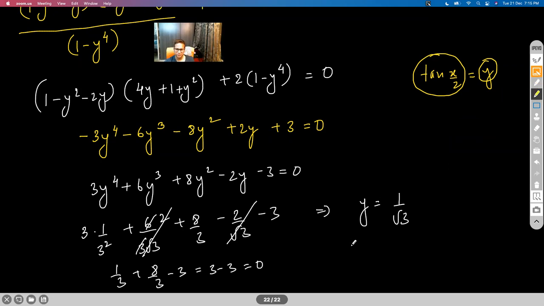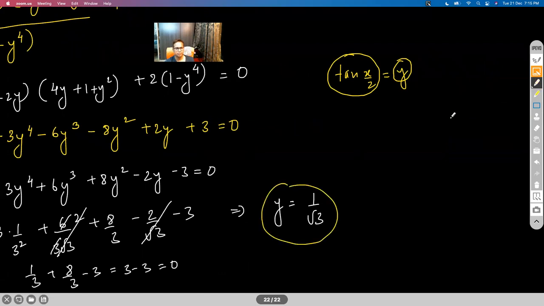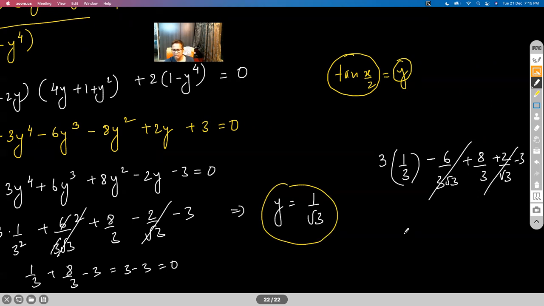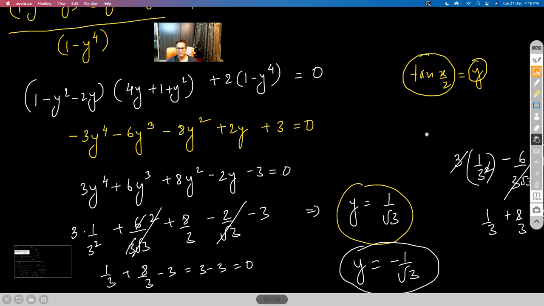Now check for -1/√3. Let me just drag it up. Oh, there's no place down. So let me put -1/√3. It will give you 3 × 1/3, -6/√3, +8/3, +2/√3, -3. Again, these two get cancelled, and again this will become 1/3 plus 8/3 minus 3. That also satisfies. So y could be -1/√3 as well. Out of 4 roots, 2 roots I've already found. So let us find the remaining 2 roots.